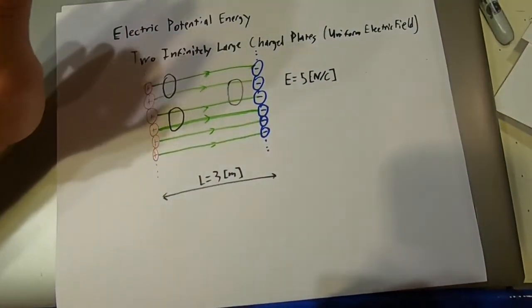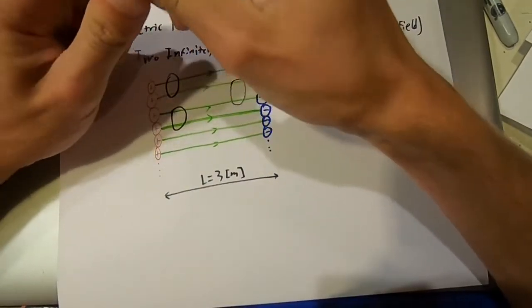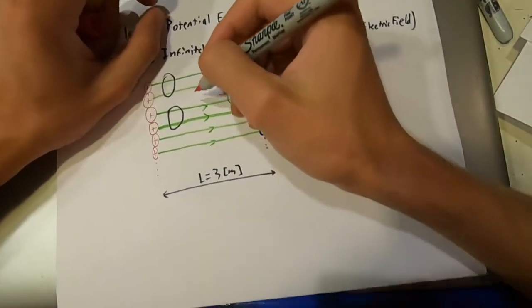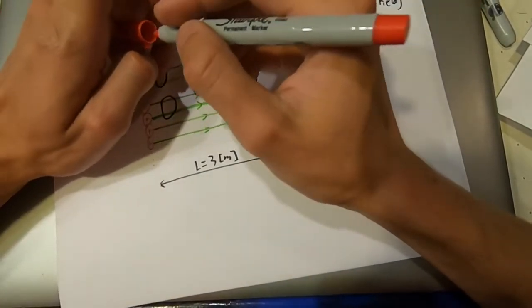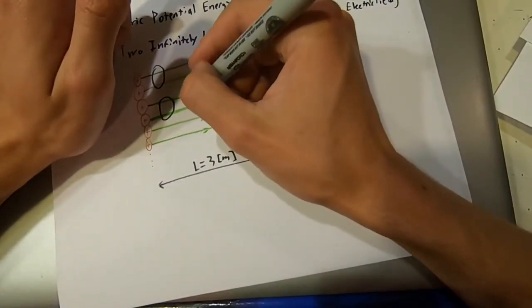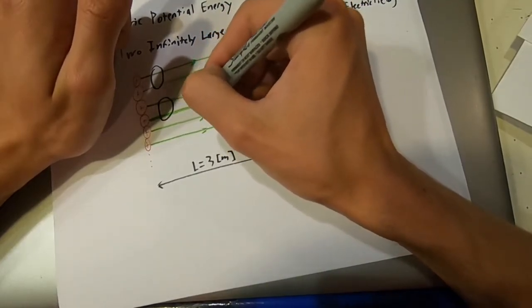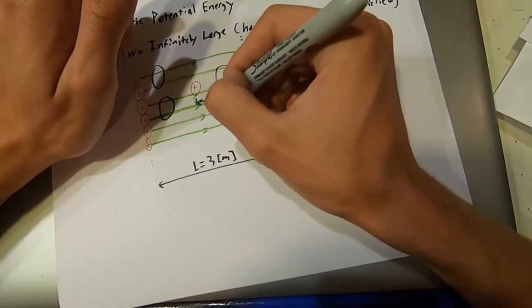So let's say that we have a proton in the middle of this field. So we're going to draw our proton here. And he's at a distance here of, say, 1.5 meters. So he's in the midpoint.